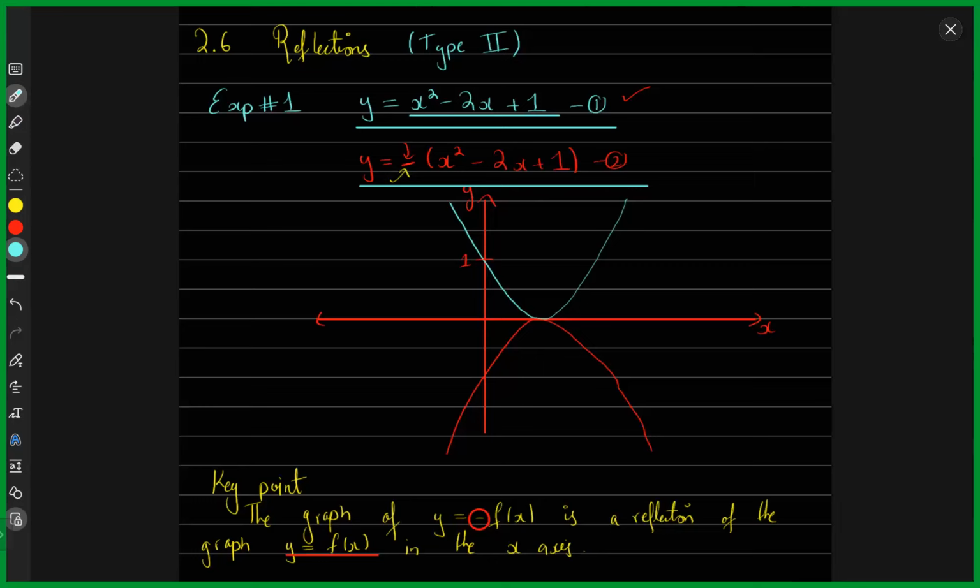But this negative is with the entire thing. Okay, so when it's with the entire thing, it would just be a reflection of what we had originally about the x-axis. Okay, all right, perfect.